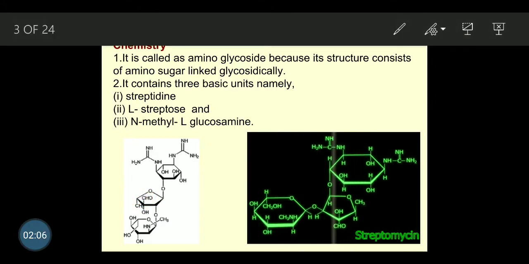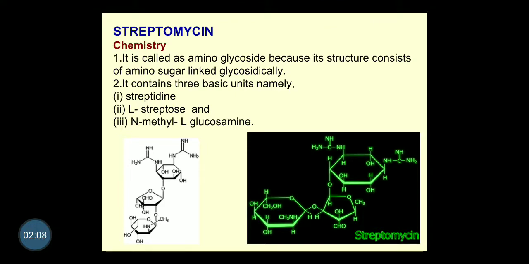In the next image, it is the same thing, the structure again of streptomycin, which has a first part, streptidine, which is an amino acid, then the middle part called L-streptose, and the last called N-methylglucosamine, which is an amino sugar part. The amino sugar part is linked glycosidically, and hence it gives its chemical nature, that is aminoglycoside. So this is streptomycin, one of the typical examples.